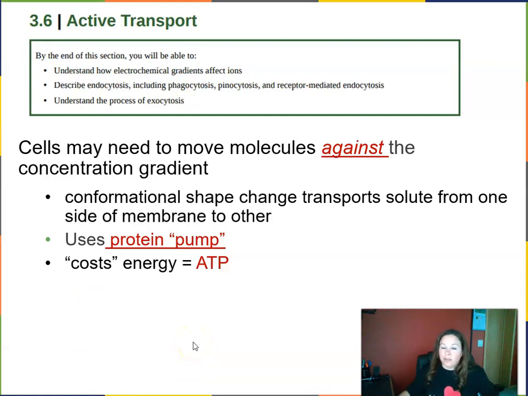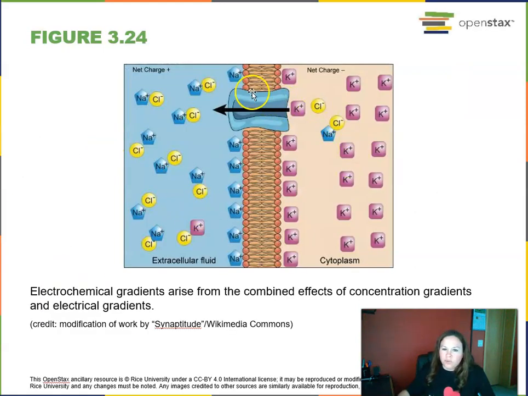Not all movement across cell membranes is free. Sometimes we have to pay for it. And how do we pay for it? We use energy molecules called ATP or adenosine triphosphate. And adenosine triphosphate can energize those proteins. I show a picture here. Here's a picture of a protein within a cell membrane acting like a channel or a pump. We would have to use ATP to energize this protein to change shape in order to pump these ions to whatever side they need to be pumped to.